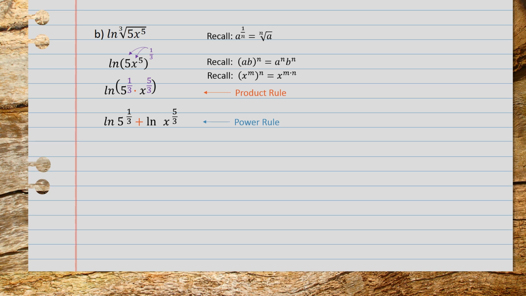The first term does have a power or exponent of 1/3 that now gets relocated to the front, giving you 1/3 natural log of 5. The second term also has a power of 5/3. It gets relocated to the front as the coefficient, and so now you have 5/3 natural log of x. This is the result of your expression: 1/3 natural log of 5 plus 5/3 natural log of x.